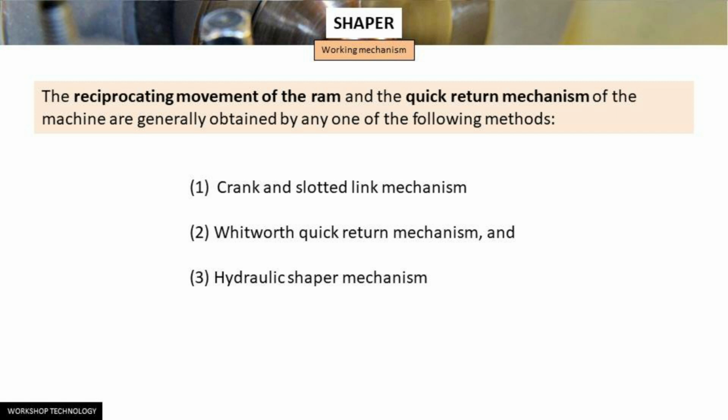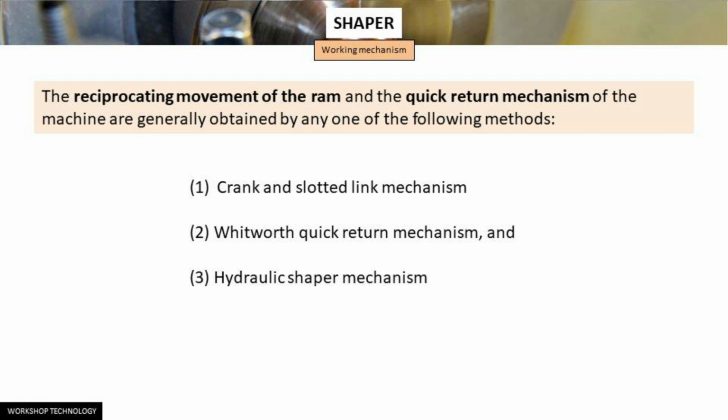The reciprocating motion of the ram and the quick return mechanism of the machine are generally obtained by certain methods. First being the crank and slotted link mechanism. Second is the Whitworth quick return mechanism. And third is the hydraulic shaper mechanism. The scope of this particular course is, however, only limited to crank and slotted link mechanism.